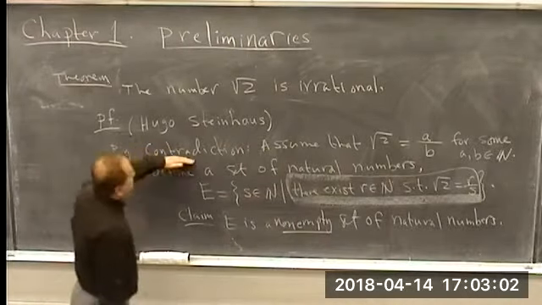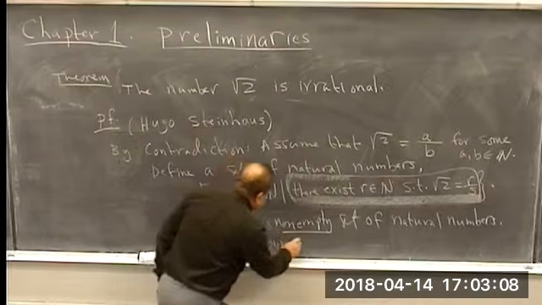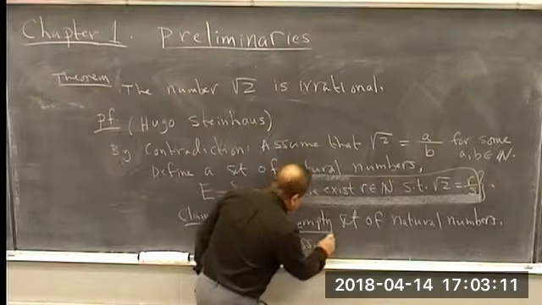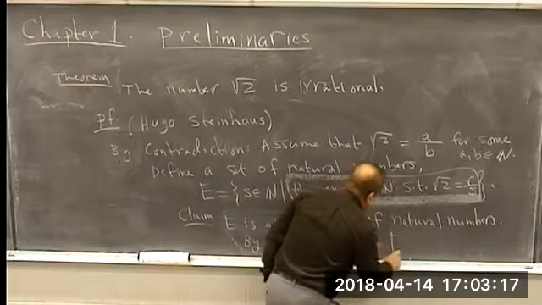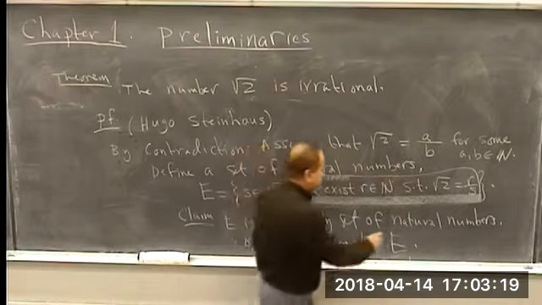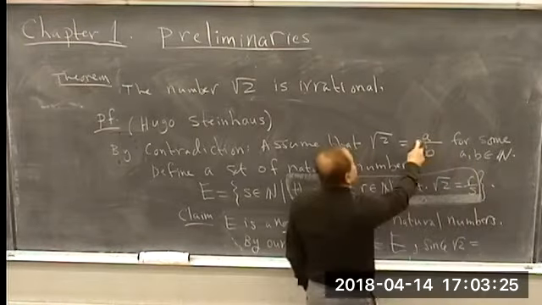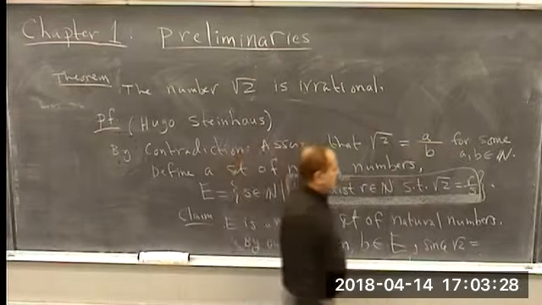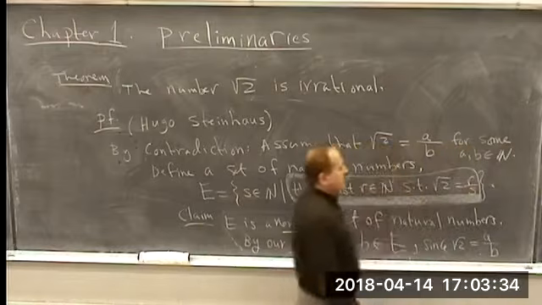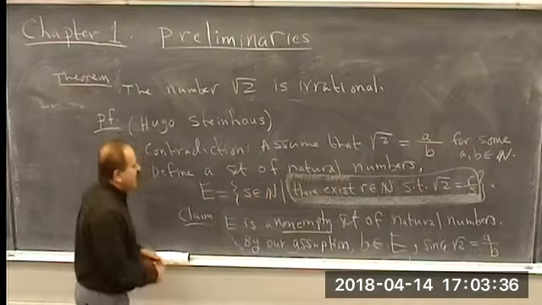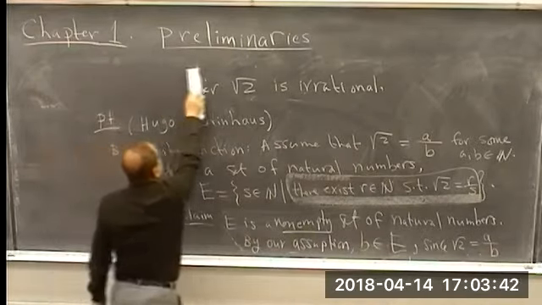Now, by our assumption, B is actually in E, since square root of 2, there exists the A that we have assumed in here, where when you take this A with that B, it gives you the square root of 2. All right? So now we have a non-empty set of natural numbers, and now we need to apply the well ordering principle.